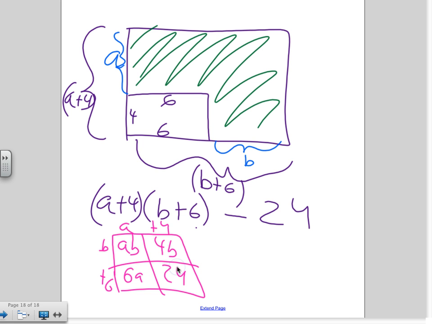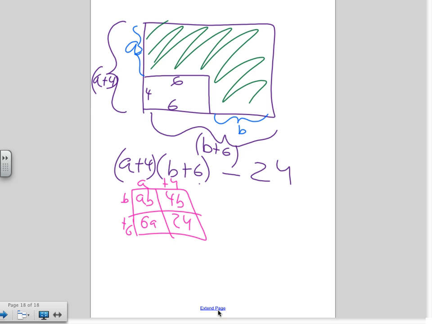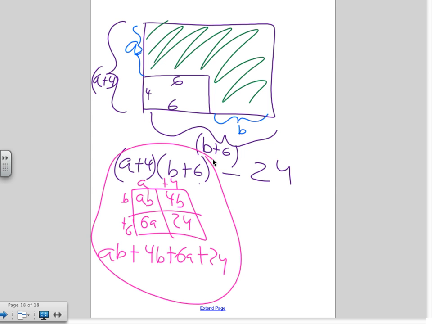24. Okay, so how do we put this whole thing together? Any like terms? No. So what do we write? AB plus 4B plus 6A plus 24. So this represents that piece, right? And then now what? Subtract 24. Oh, interesting. What is 24 minus 24? 0. So what do we have left? Just that. So what does that represent that I just circled? The shaded area. That's it.